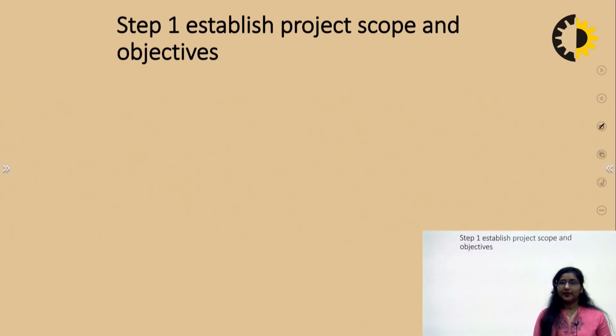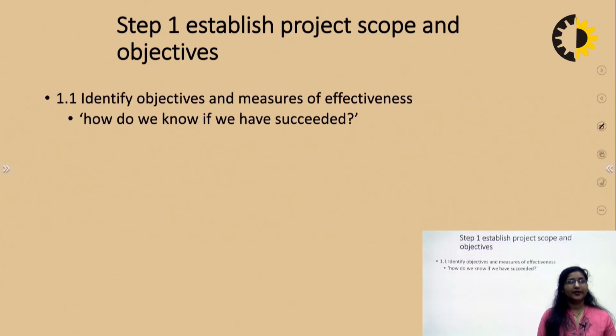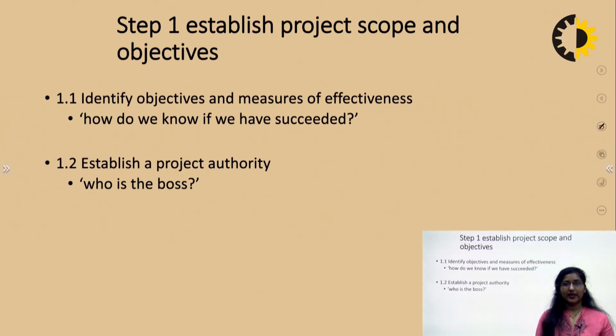Now, coming to stepwise project planning one by one: establishing the project scope and the objectives. We need to identify the objectives and measures of effectiveness. So, how do we know that we have succeeded? Second is establishing a project authority. As we have discussed earlier as well, project authority means who is the boss of that particular project.